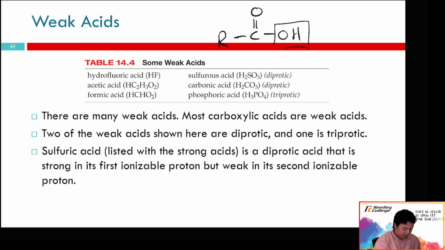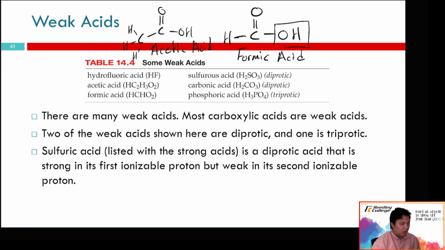So acetic acid would be carbon, oxygen, hydrogen, right? And then we have another carbon, and then that's attached to 3 hydrogens. So it'd be your acetic acid, and instead of this CH3 group, called a methyl group, we have just a hydrogen, and this is formic acid. This is acetic acid. Don't worry about knowing the structures here. That's just a little bonus organic chemistry for you.